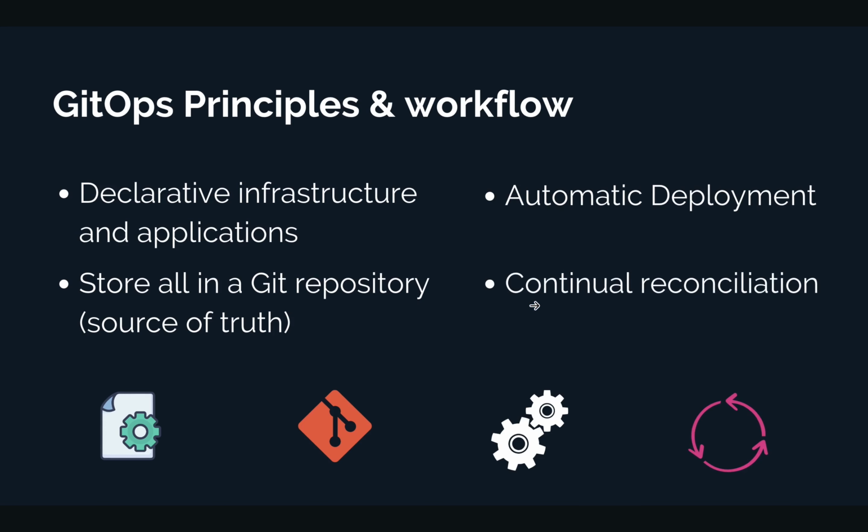Also, we have another point, which is continual reconciliation. These GitOps agents constantly monitor the current state, the actual system state that is running in our environment, for example the Kubernetes cluster, and also monitor what is happening in our Git repository, the desired state, and always try to keep the actual state in our environment looking like the desired state that is defined and stored in the Git repository.